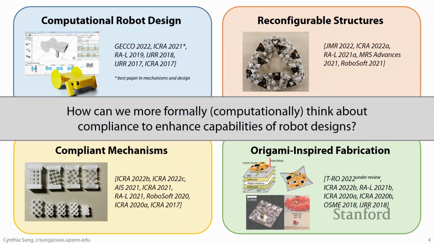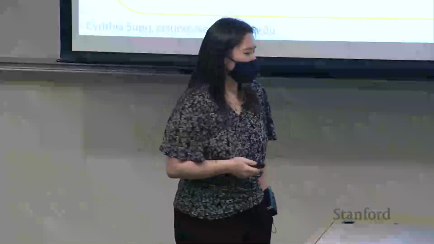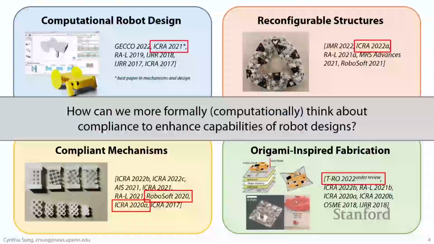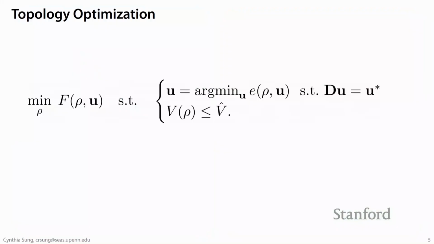So I'm not going to have time to talk about all of these projects today. I was going to focus in on a couple, but I'm happy to talk about other things as well if you all have questions about them. So thinking about the problem of computational robot design and compliance, one of the first places that we went to was topology optimization.